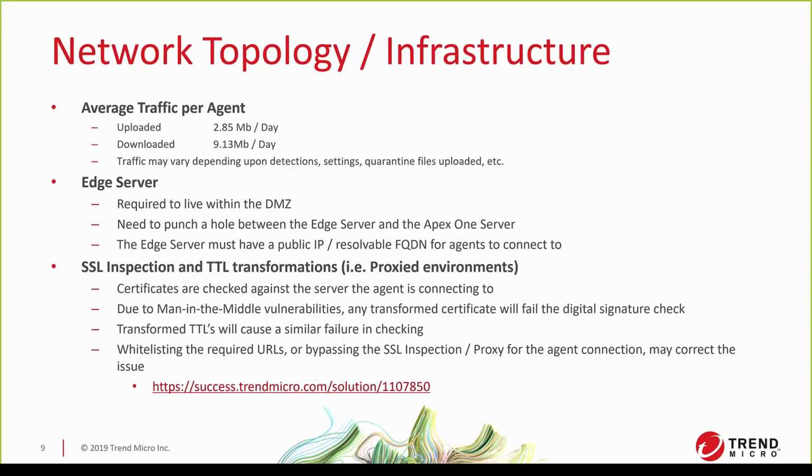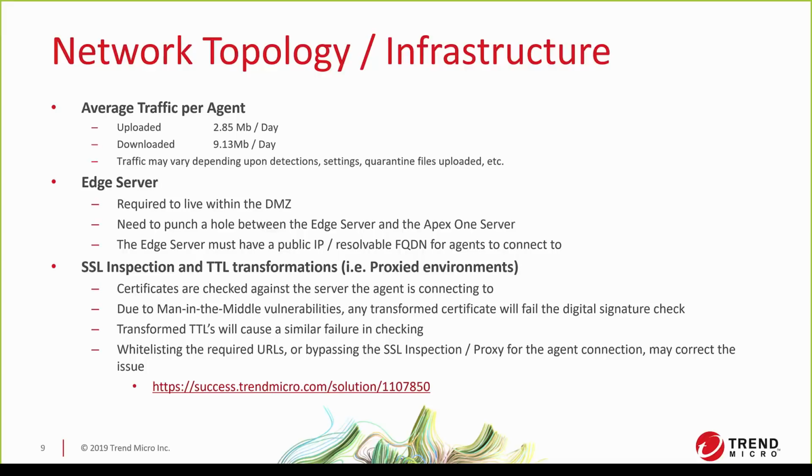The Edge server has a lot of new features, and I'll leave that to another video to go over. It's part of the new feature set. However, I want to go over the technical aspects of it. It is required in the DMZ, so you need to punch a hole between your Apex One server and the Edge server internally, and then externally, the agents need to be able to reach it through a publicly resolvable IP address or FQDN. One of the biggest things we've seen lately is SSL inspection and TLS transformations, usually within proxied environments. If you have any device or software that does SSL inspection, then this may cause issues.